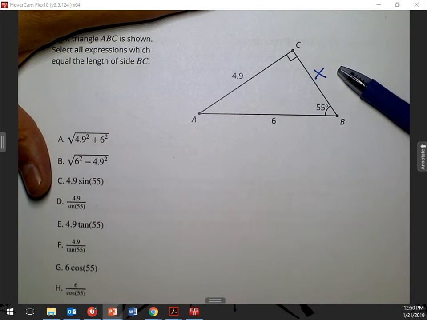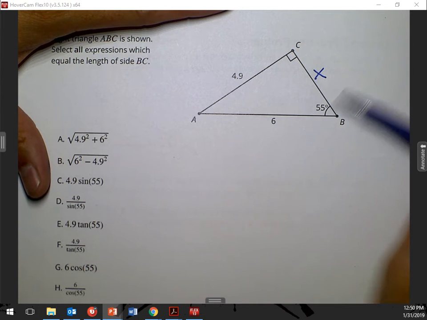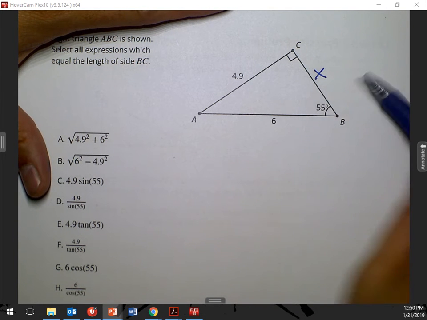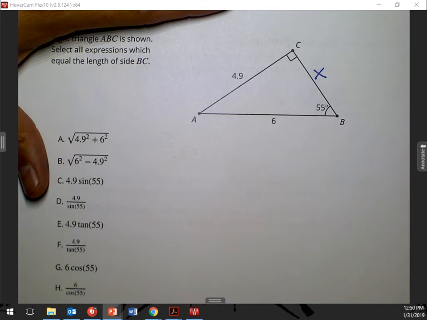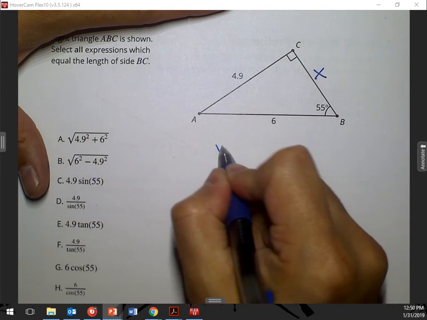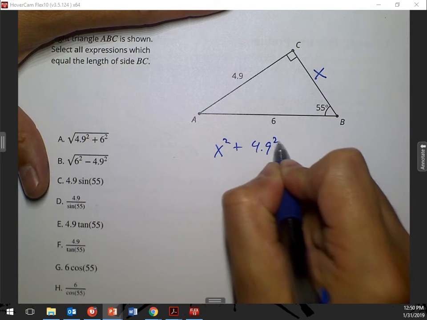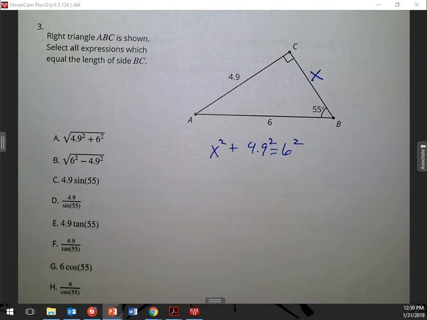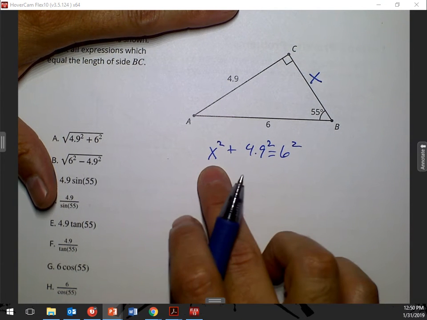Okay, so now, Pythagorean Theorem, right? I'm going to start with the Pythagorean Theorem here to solve for this. So that's going to turn into x squared plus 4.9 squared is equal to 6 squared. On all these right here, I just need to set them up. I don't have to do the math. So what would I do to try and get the x squared by itself?